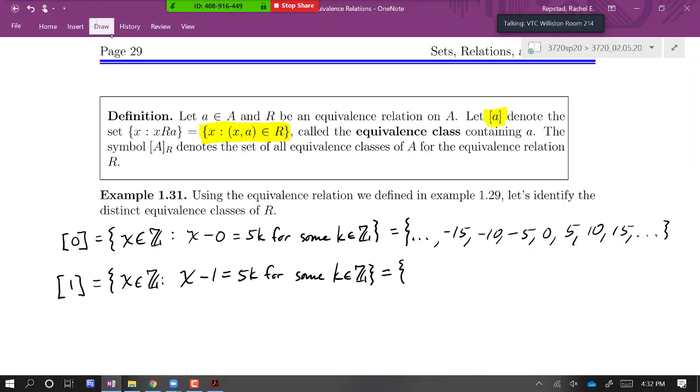Now I'm going to rewrite that equation to make it easier to figure out what elements are in here. If I rearrange that to solve for x, that means that in order to be related to 1, x has to be of the form x is equal to 5k plus 1. x has to be 1 more than a multiple of 5.